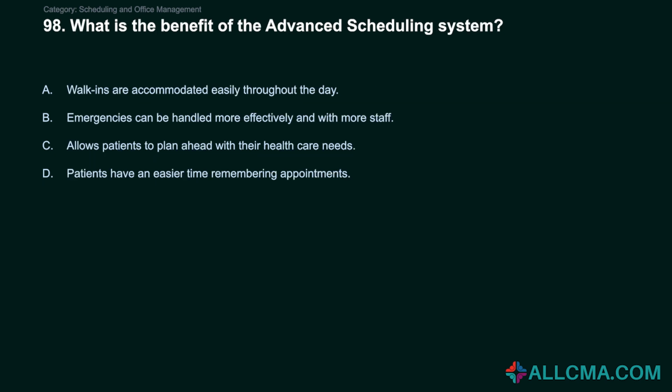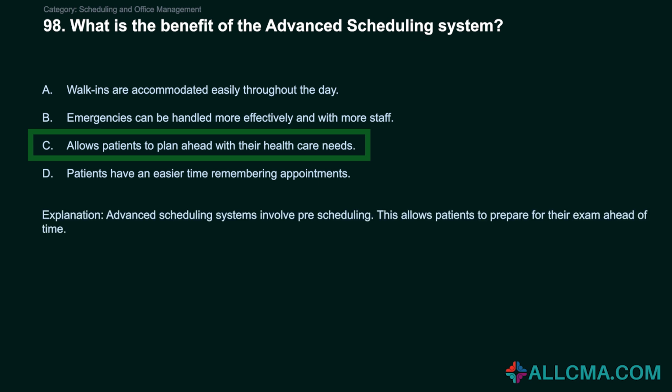98. What is the benefit of the advanced scheduling system? A. Walk-ins are accommodated easily throughout the day. B. Emergencies can be handled more effectively and with more staff. C. Allows patients to plan ahead with their healthcare needs. D. Patients have an easier time remembering appointments. Correct answer: C. Allows patients to plan ahead with their healthcare needs. Advanced scheduling systems involve pre-scheduling. This allows patients to prepare for their exam ahead of time.